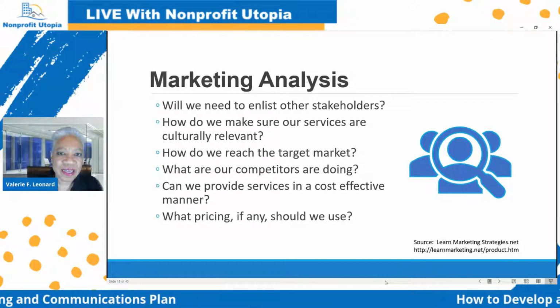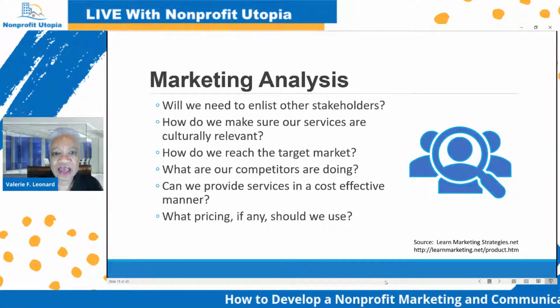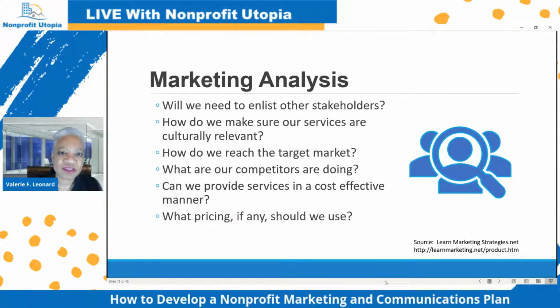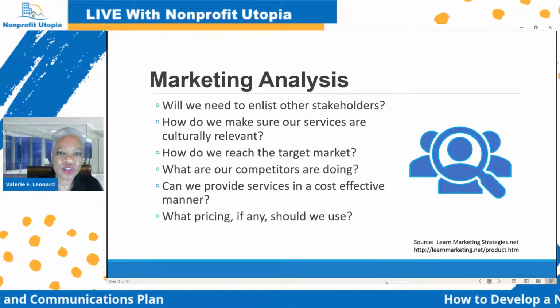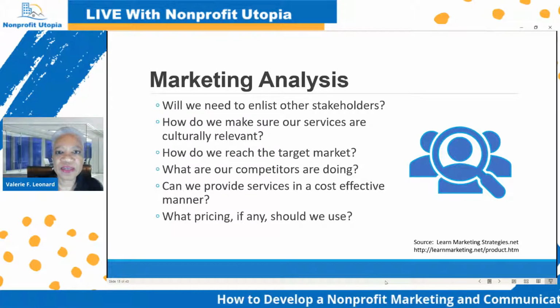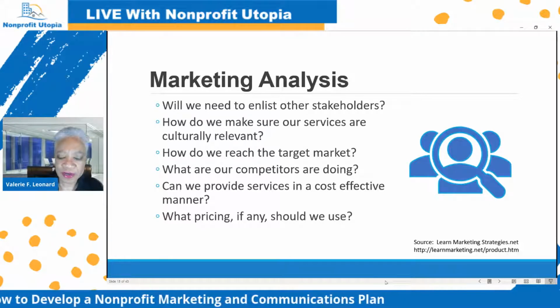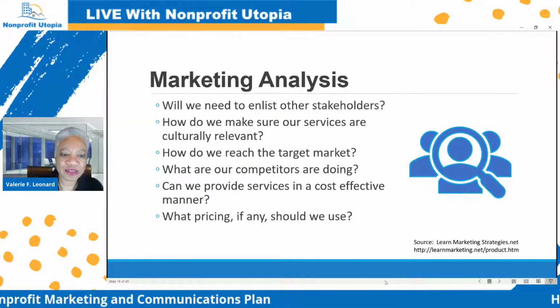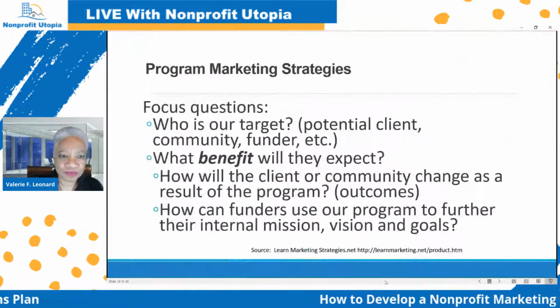And when we look at the idea of cost, it needs to be cost-effective to the organization, and it needs to also be cost-effective to your clients. In many instances, we give free services, but if you're going to charge for the services, you need to make sure that your fees are within the range of what people can afford. All right, so that begs the question, what pricing, if any, do we use?